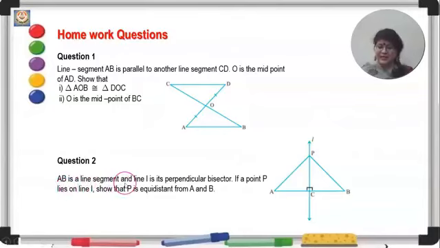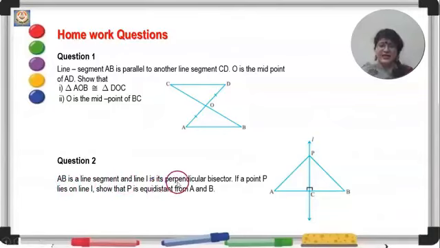AB is a line segment and line L is its perpendicular bisector. So as you can see, AB is a line segment and L is bisecting this side. Not only bisecting, it is also perpendicular. So what does that mean? It means that AC is congruent to BC. You have to show that P is equidistant from A and B.